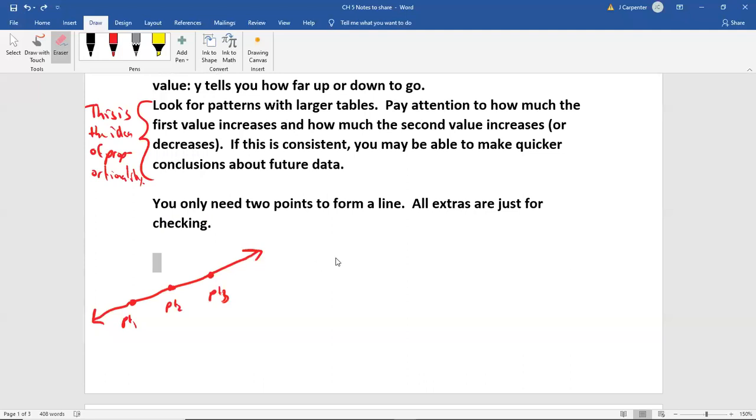So that's what I'm talking about here. You are only absolutely at a minimum required to have 2 points to form a line. All extras are just for checking. Now, does that mean I would never ask you to graph 3 or 4 or 17 points? I could certainly do that. So if your homework questions ask you to plot 3 or 4 or 5 points, make sure you do that, not just the minimum of 2 points. Because if you only plot 2 points, yeah, you'll still have an accurate line, but my math lab's going to mark it wrong because you didn't do everything they asked for.